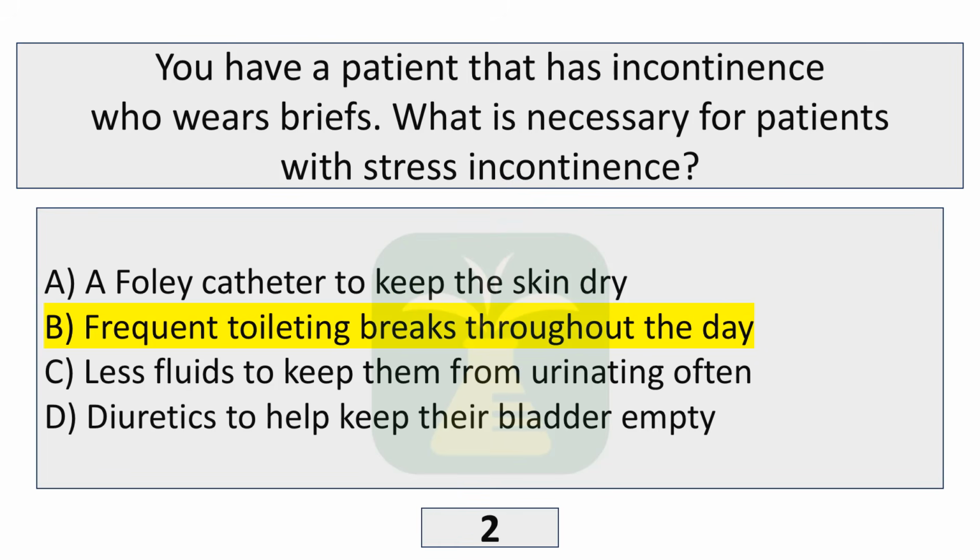Correct answer, B. Frequent toileting breaks throughout the day. It is important to assist patients with incontinence to the restroom throughout the day so that their bladder isn't getting too full. A Foley catheter significantly increases the risk of a UTI. It is unsafe to withhold fluids from a patient due to incontinence. Diuretics can lead to dehydration and electrolyte imbalances.